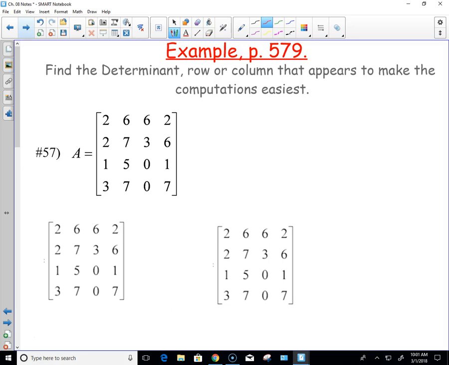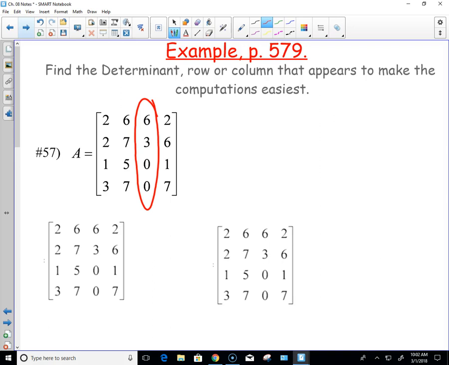So let's be strategic. Look at the directions. Use the row or column you get to choose that makes it the easiest. What row, what column looks best? And why do I only have it written twice? Yeah, check out that guy. What's going to be nice about him?